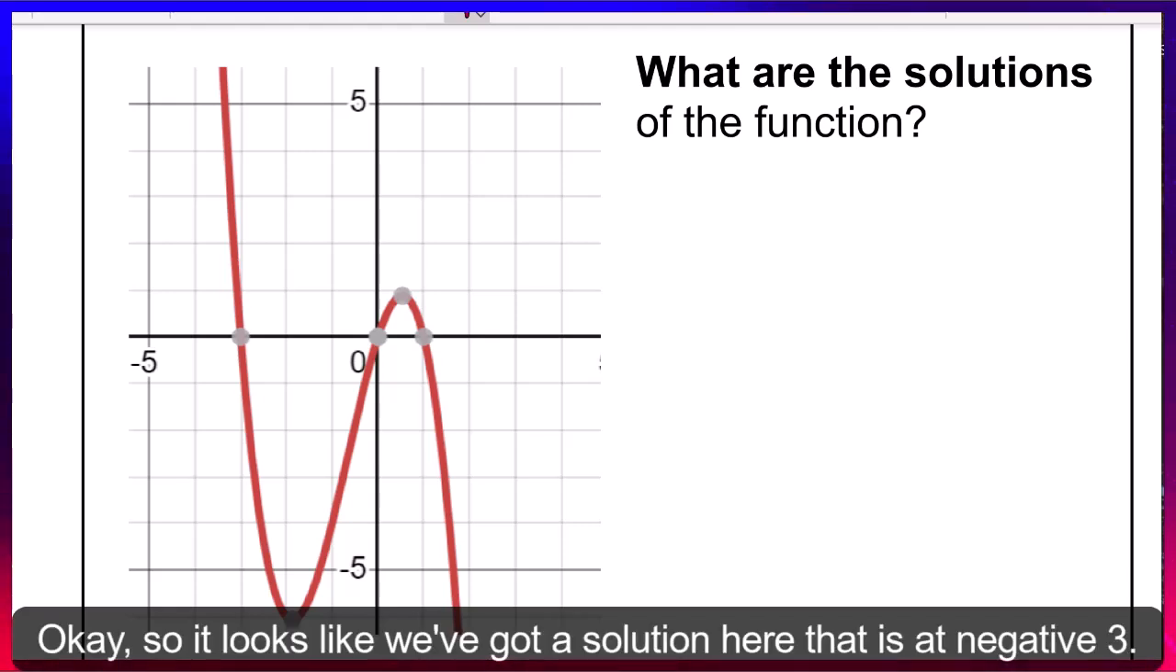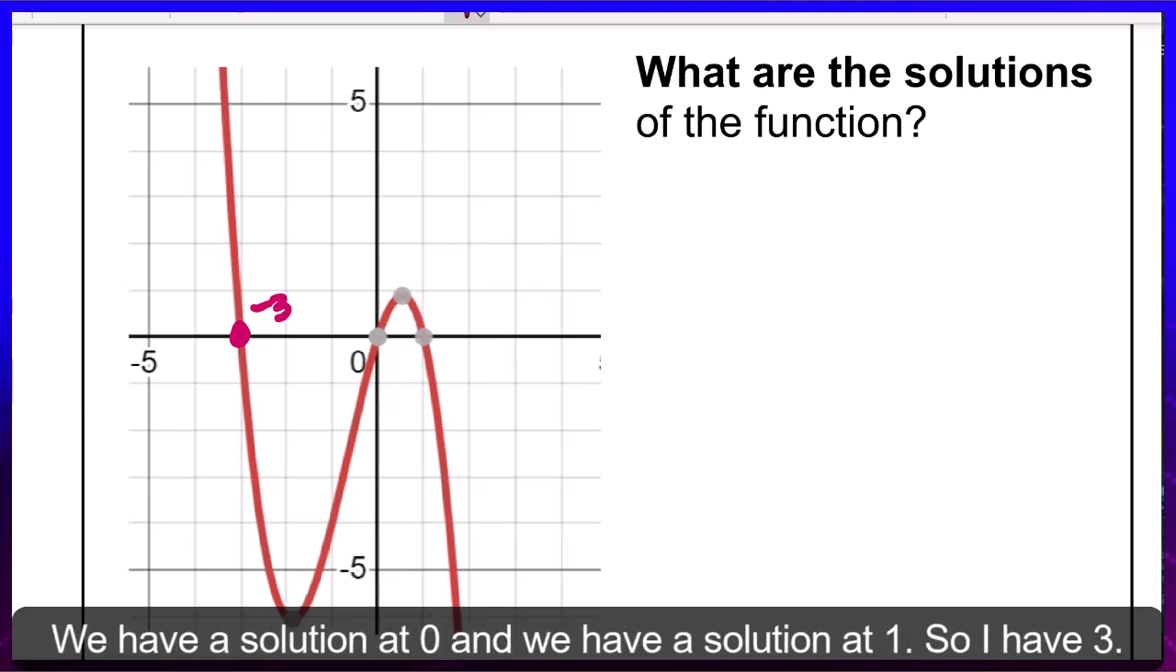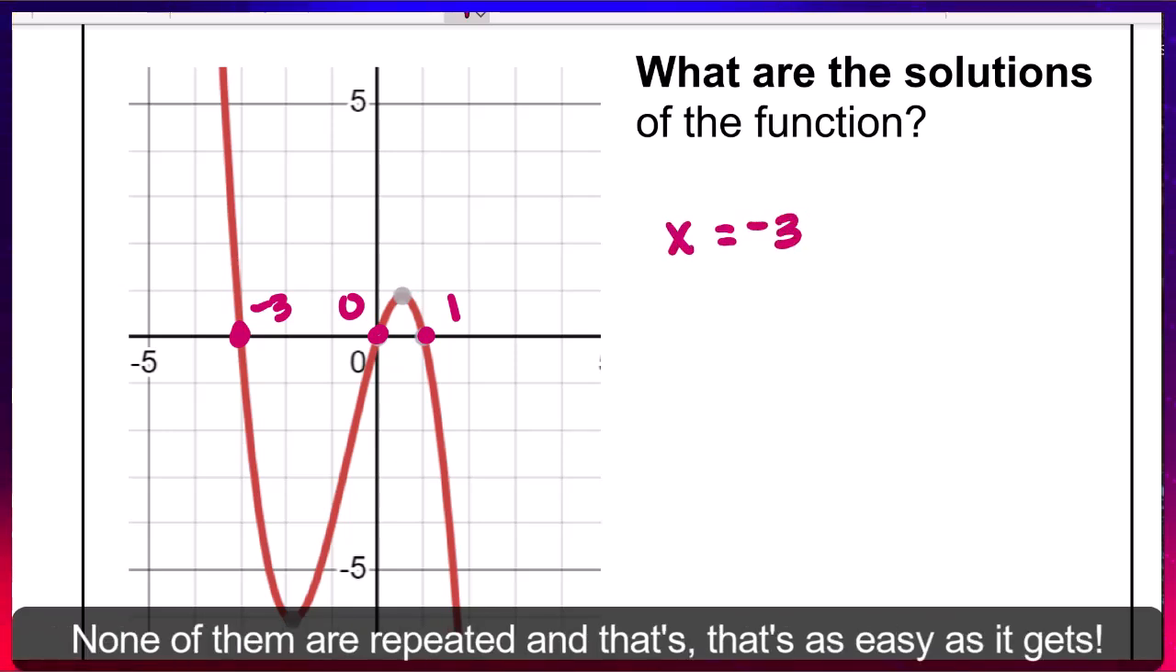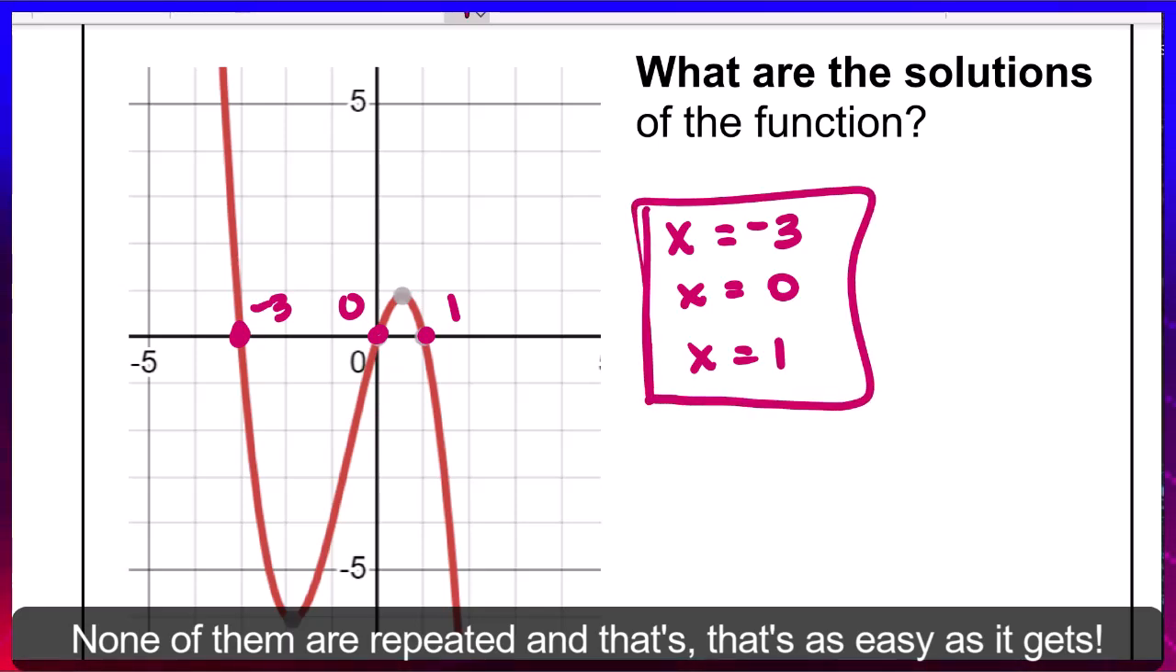Okay, so it looks like we've got a solution here at -3. We have a solution at 0, and we have a solution at 1. So I have 3. None of them are repeated. And that's as easy as it gets.